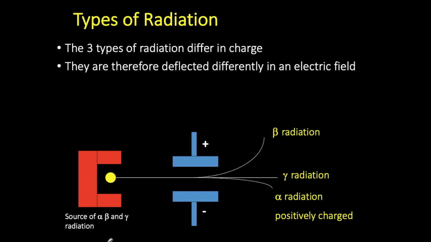What you may have noticed is that this beta radiation is more significantly deflected than the alpha particle. Now that is because beta radiation is lighter than alpha. Remember that alpha particles have a mass of 4 and beta radiation have a mass of approximately 0. So based on their mass, there is a greater deflection of beta particles compared to alpha.